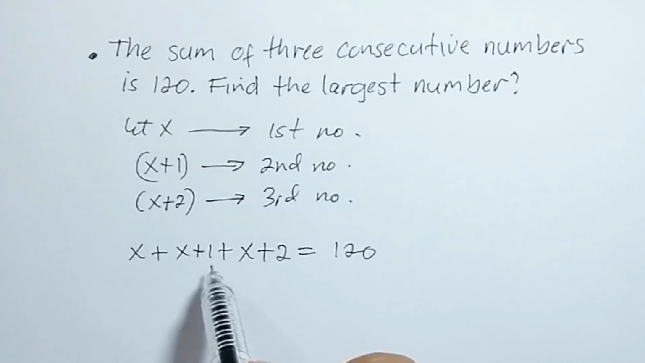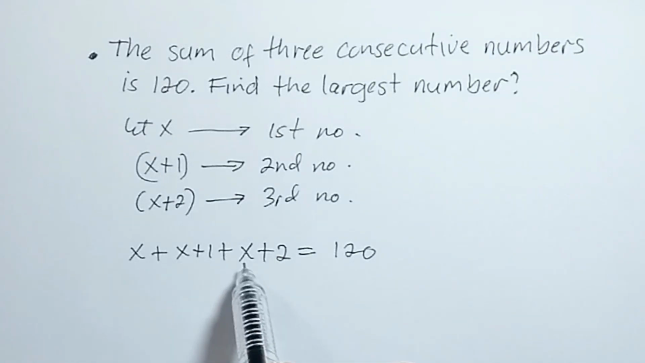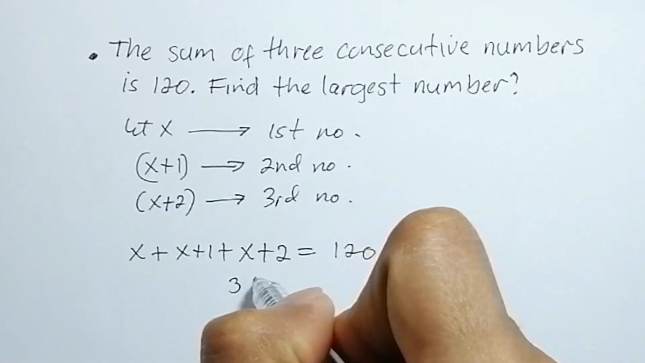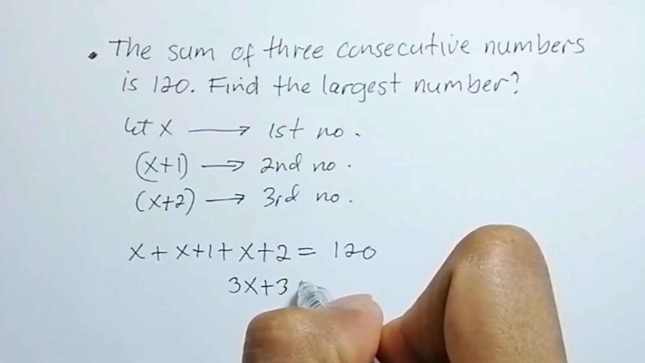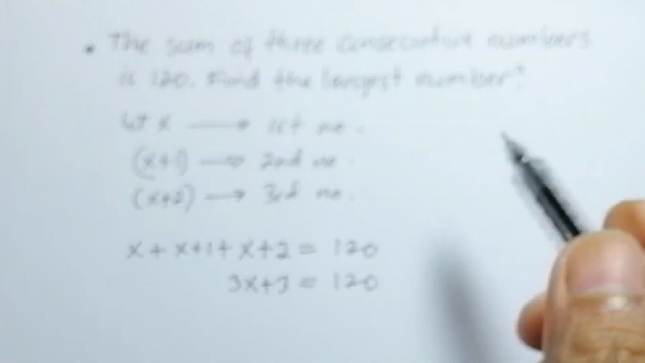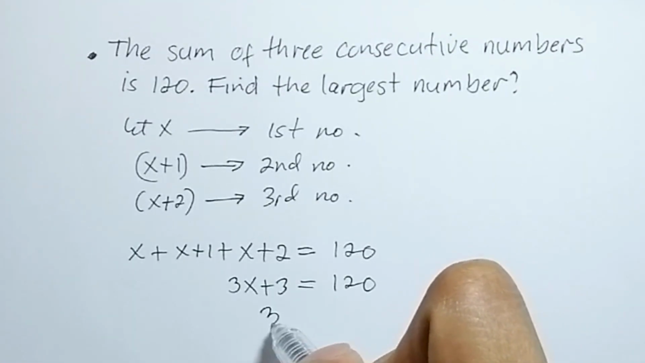Now we're going to combine terms. So we have 3x here, so we're going to write 3x and numbers 1 and 2. 1 plus 2 is 3. Is equal to 120. So 3x plus 3 equals 120.